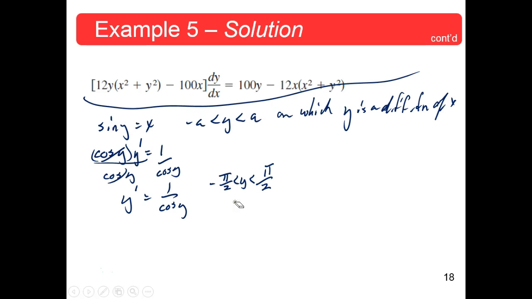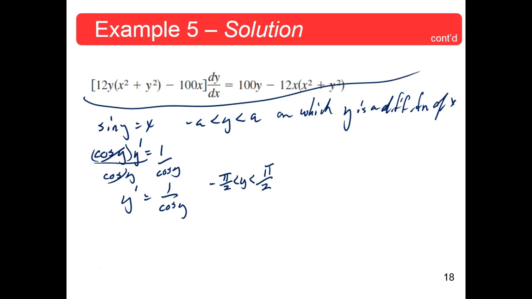Okay. All right, I think we found what they were asking for, which is a differentiable function of x. Now, not quite there. They want it written as y as a differentiable function of x. And what we have is y prime and cosine y's. We don't even have an x in here. So we need to write this.